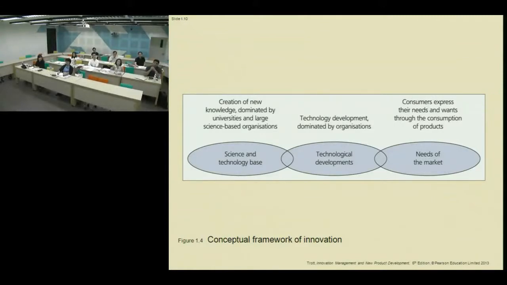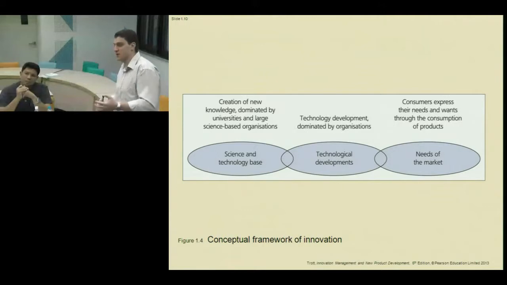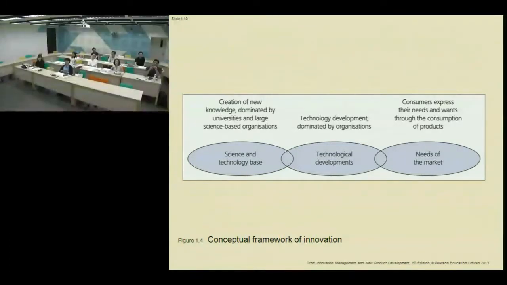That need might be internal, a new improved process, for example, that would make the organization more efficient, more productive. That is also a need. It's not only consumers' needs. So we have consumers express their needs and wants through the consumption of products, so needs of the market. That process that might be improved will also help the company to develop a more efficient, cheaper, better quality product, for example.